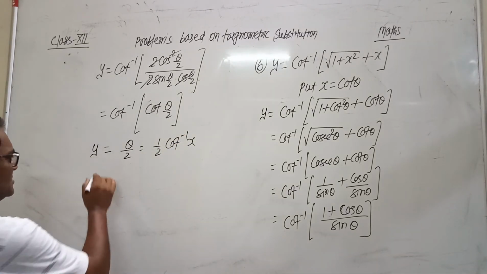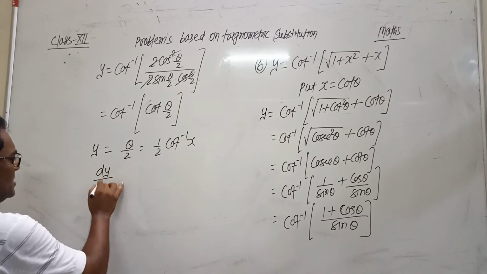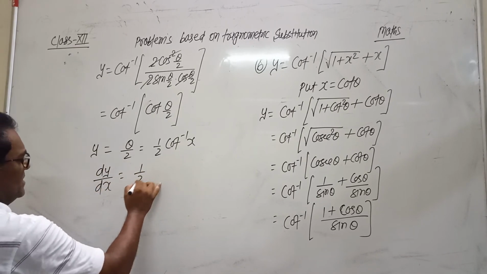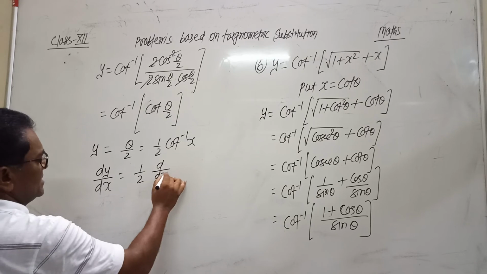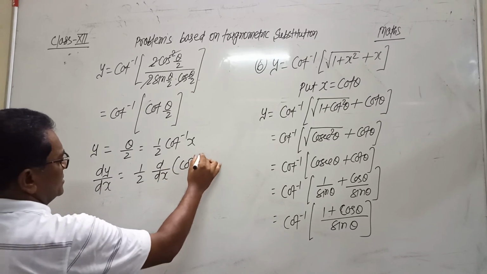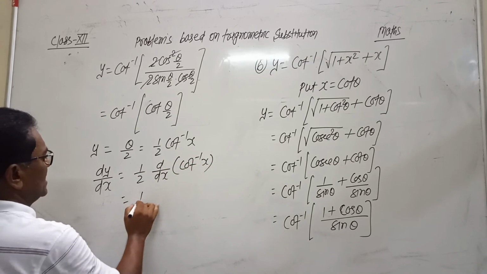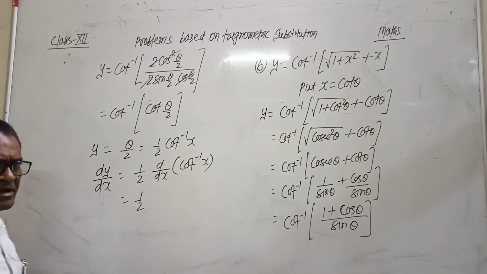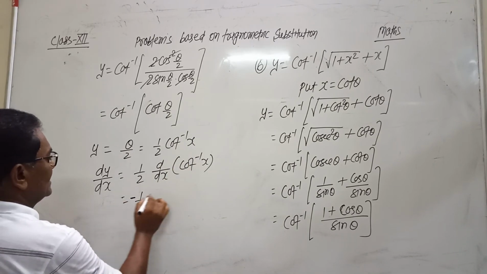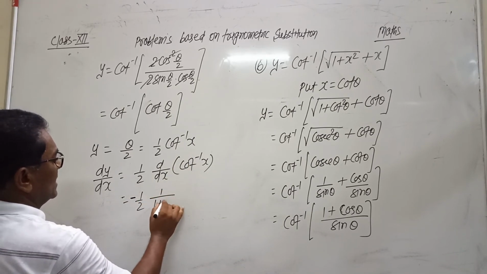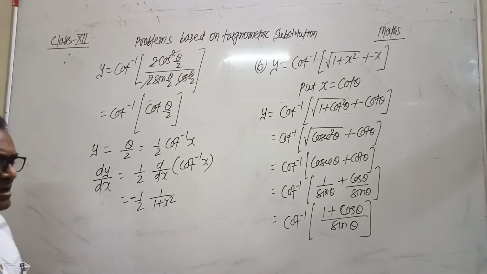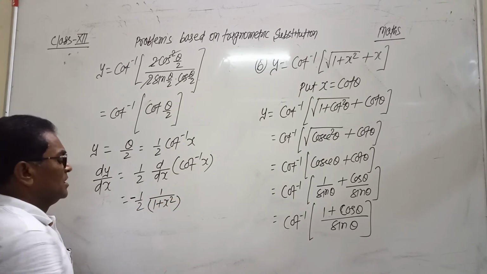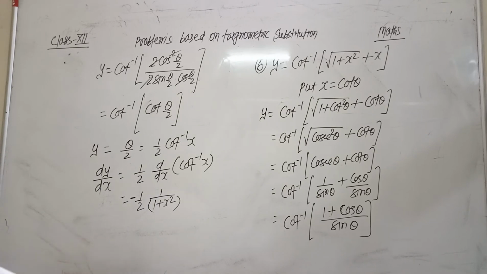Now differentiate with respect to x. So dy by dx equals 1 by 2 times d by dx of cot inverse x. The differentiation of cot inverse x is minus 1 upon 1 plus x square. So dy by dx equals minus 1 by 2 times (1 plus x square).